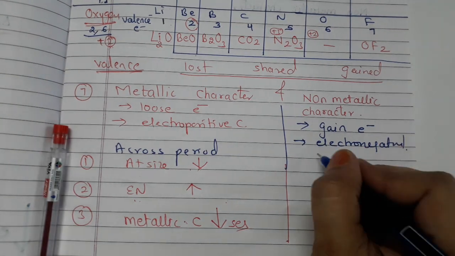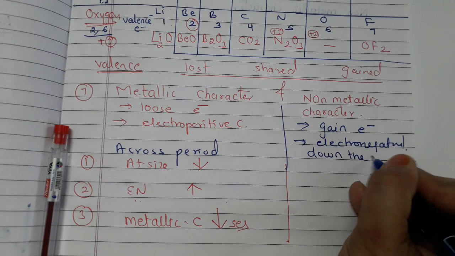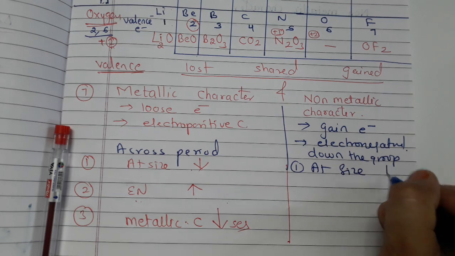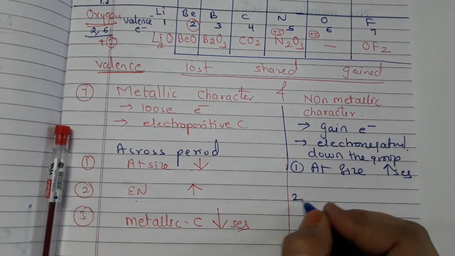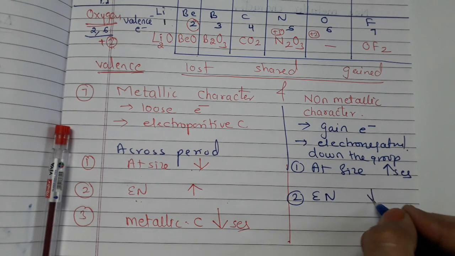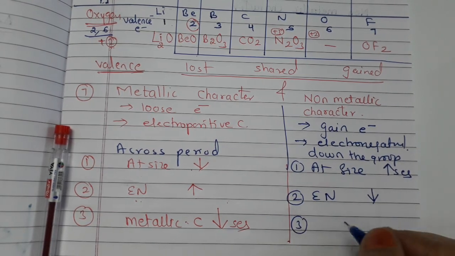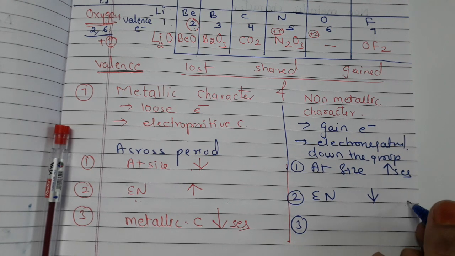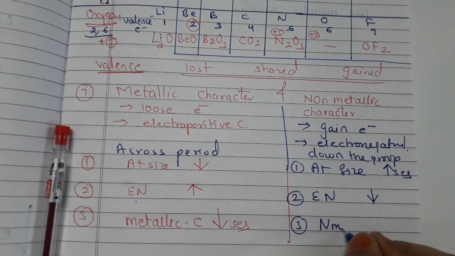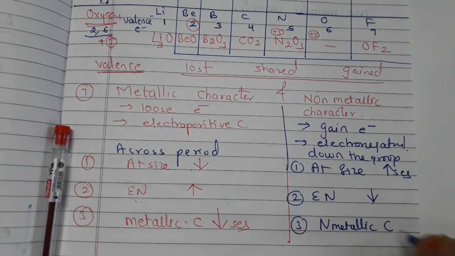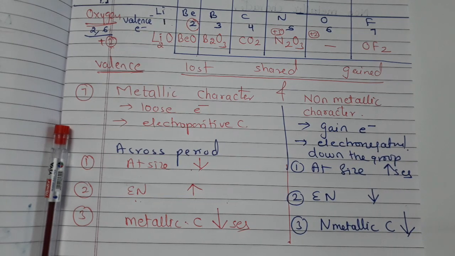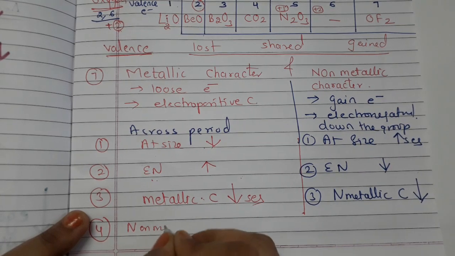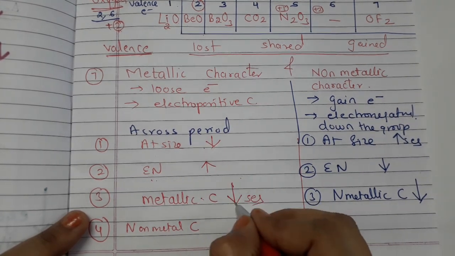Whereas down the group we will discuss. Down the group what happens, students? Down the group atomic size goes on increasing. Second, electronegativity goes on decreasing, and third, the tendency to pull the electron will go on decreasing. So non-metallic character will also decrease. But yes, we can add one more point over here. What will happen to the non-metallic character? Non-metallic character, see, it is going to be opposite.